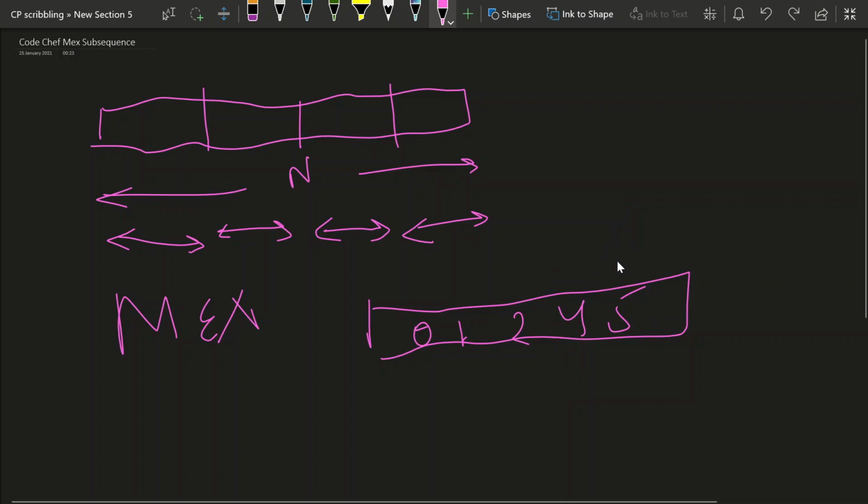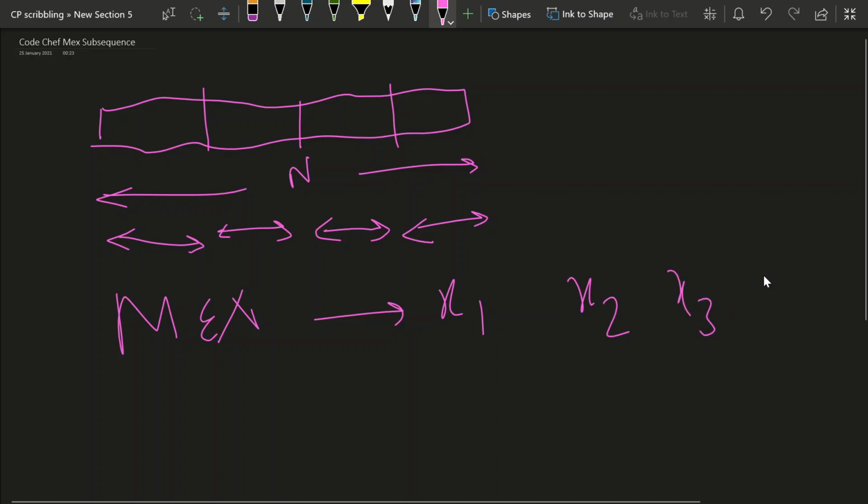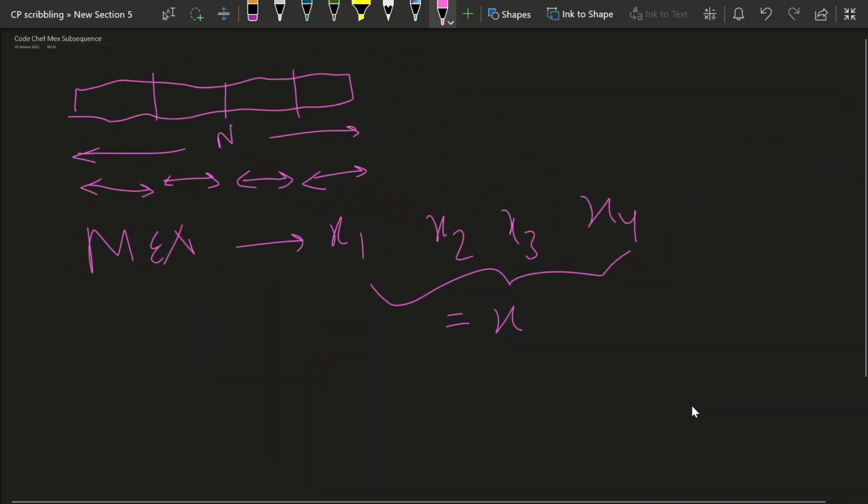Similarly, what you want is to partition this array in such a way that after your partitioning, each subarray has a max. Let's say the first one has max x1, the second one has max x2, the third one has max x3, and the fourth one has max x4. You want all of them to be equal to x, and you want to tell the number of ways in which you can partition this array such that this condition holds.